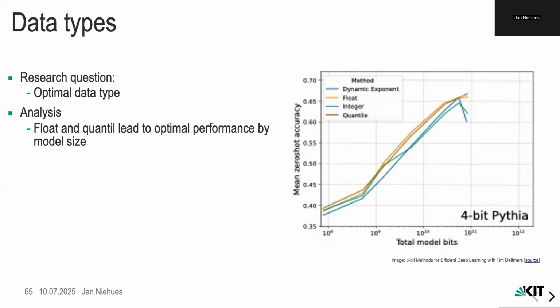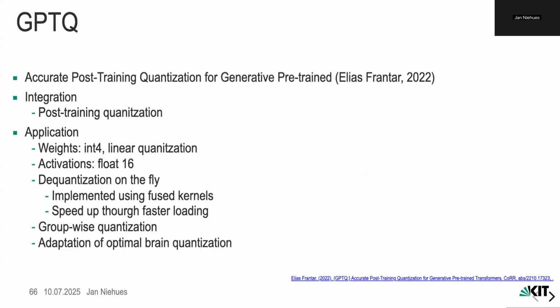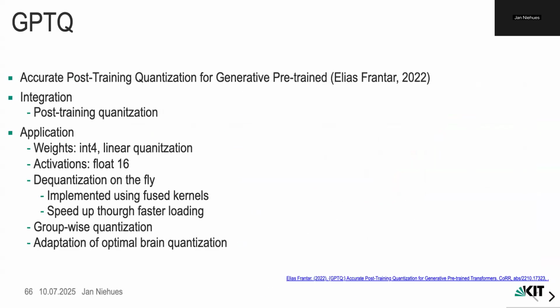If you now look for quantization algorithms, currently very successful ones include GPTQ, which is a post-training algorithm. So you apply that post-training, as we've seen with all our algorithms to date. It does a linear quantization, and the weights are quantized in 4 bits. The activations are float 16, and we do the dequantization on the fly. For the calculation you do that in a fused kernel, and as we mentioned before, that can even lead to faster calculation.